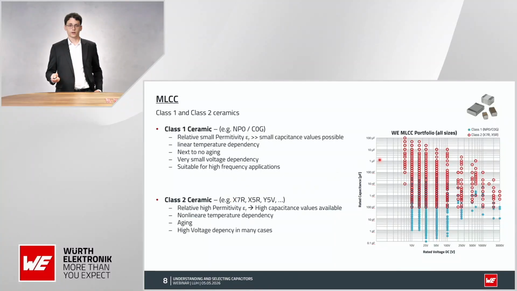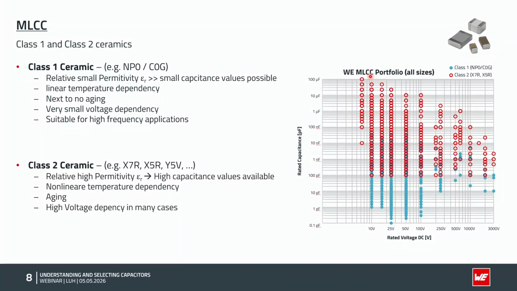What I showed here on the right-hand side is our MLCC portfolio, and you can see for which voltage and which capacitance we have which ceramic material. So you can see here the class 2 ceramics, for sure, as I mentioned, have a lot of capacitance. Because of the high epsilon r, we have the high capacitance values with class 2 ceramics. And the small capacitance values we have with class 1 ceramics, but again, the benefit is that they are very stable.